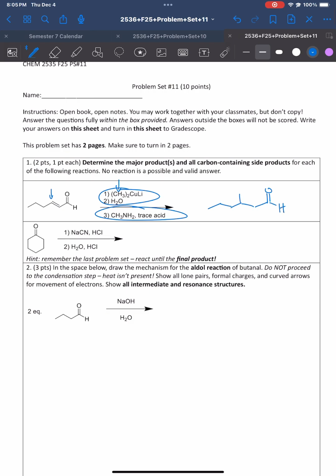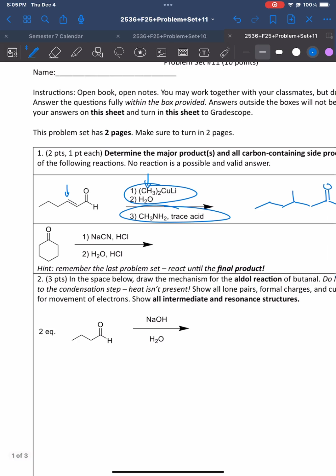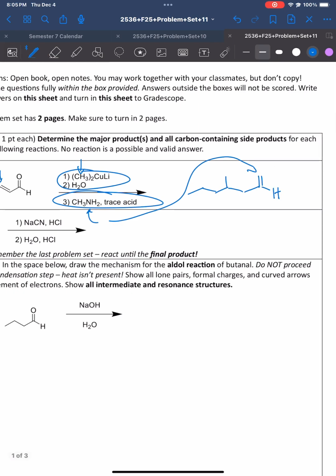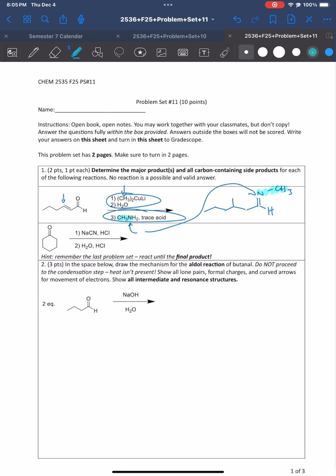But we're not done yet. The next step is to do the CH3NH2 with trace amounts of acid. Basically what this is going to do is add this in place of this double bond oxygen right here. That's how I like to think of it. So it's basically just going to add a nitrogen and the methyl group here, kind of just like sticking this right there. And that's going to be the final product.